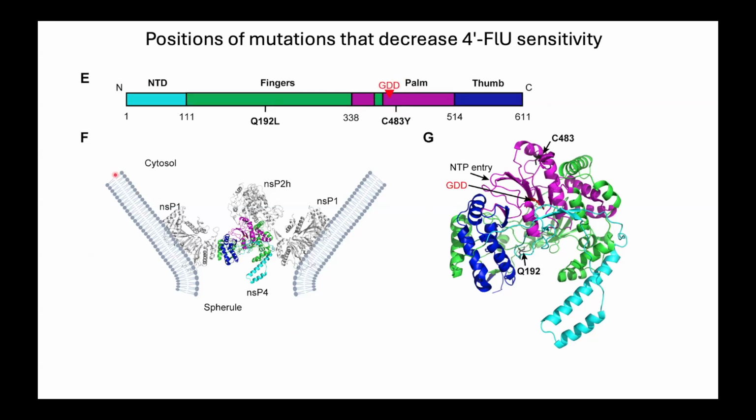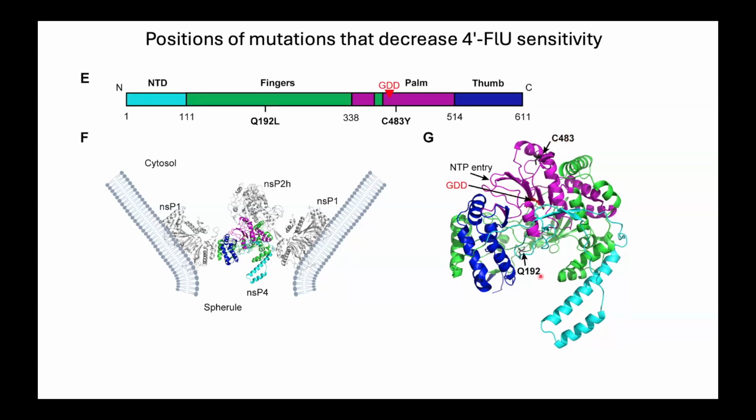So then this is a cryo-EM structure that was developed. And you can see that there's the NSP1 that's hanging onto the membrane. And then sort of in the pore is found the NSP4 protein, and it's associated with NSP2, although the NSP2 was only partially solved in this structure. And then here's the NSP4 alone in a crystal structure, and you can see that here's the active site and where the NTP would enter.